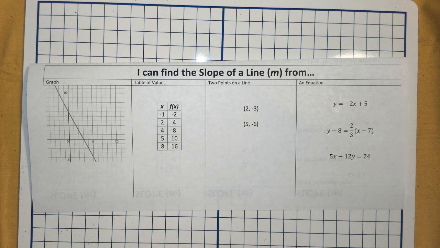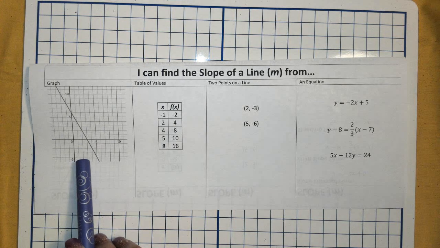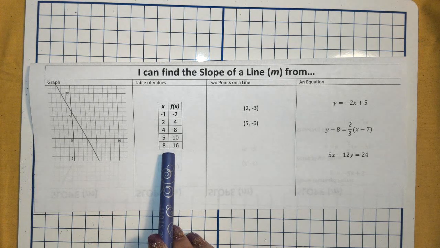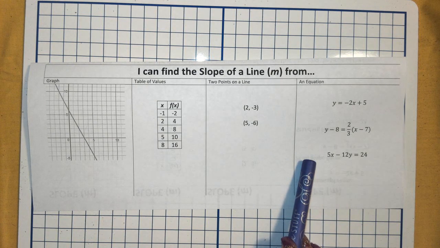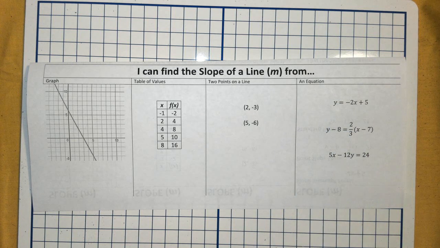Good morning, class. We're going to talk about finding ways to find the slope of a line. There are 4 ways you can find the slope of a given line: with a graph, a table of values, 2 points on a line, or within an equation, and there are 3 different equations. We're going to use this foldable to recognize how to find the slope, or m, using each of these.